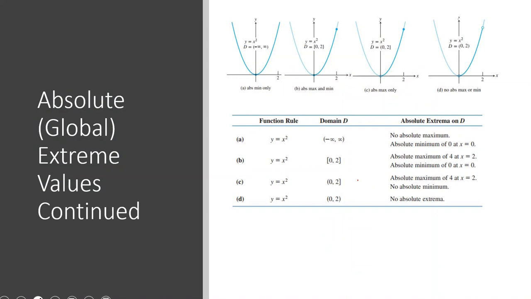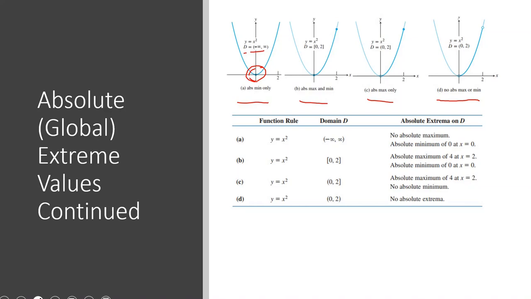And we're just going to talk about absolute extreme values a little bit more. We have parabolas A, B, C, and D. Now, pay close attention to the domain, D, right here. So for the first one, we have the domain as being from negative infinity to positive infinity. So as we approach negative or positive infinity, this parabola just keeps growing and growing. So we're never going to actually hit an absolute maximum value. However, the vertex right here at the bottom is an absolute minimum, a global minimum value.